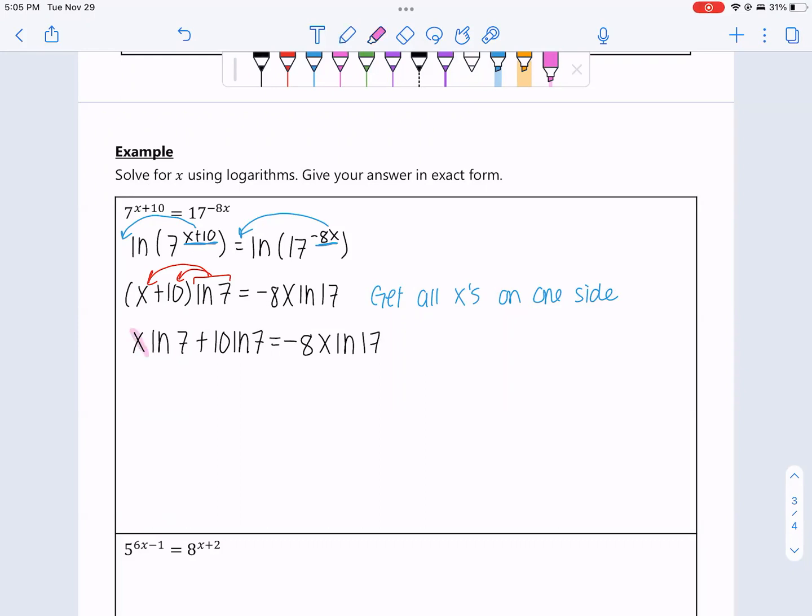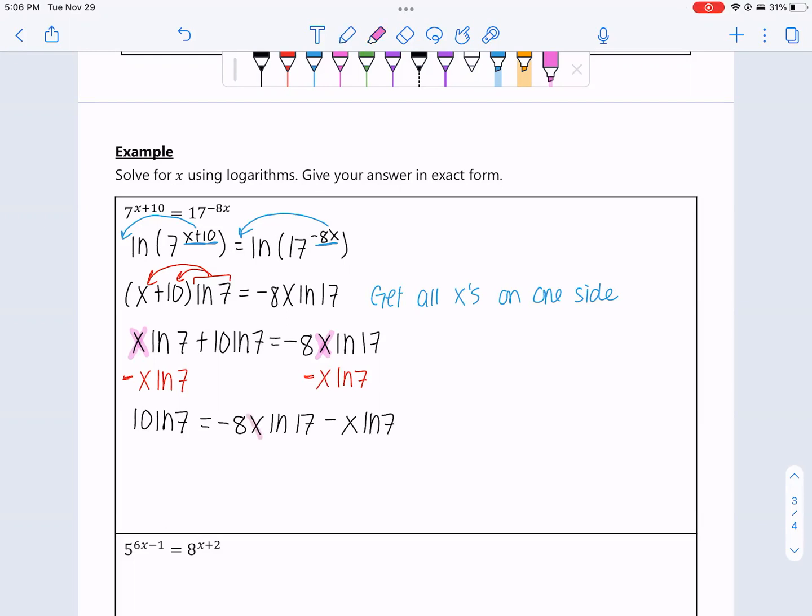Right now, there are two x's that I want to get on the same side together. This guy right here, this guy right here, and everything else on the other side. That means I'm going to move him to the other side so that both the x's are together, and then he can stay. So minus x ln 7 on both sides. We get 10 ln 7 equal to negative 8x ln 17 minus x ln 7.